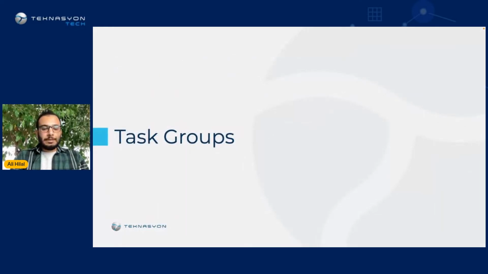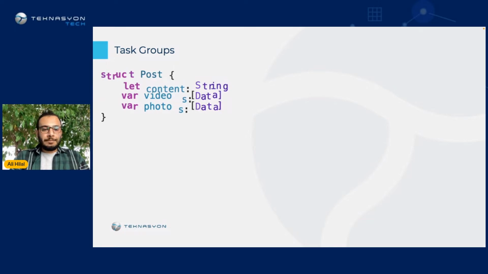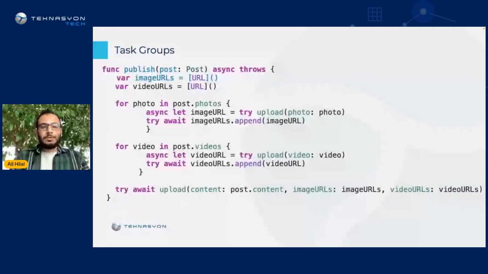So now it is time to group tasks together. Now our app supports uploading multiple videos and images. To do this on a model level, all we need to do is make the videos and photos properties arrays of data. Now we want to upload all these photos and videos all together.